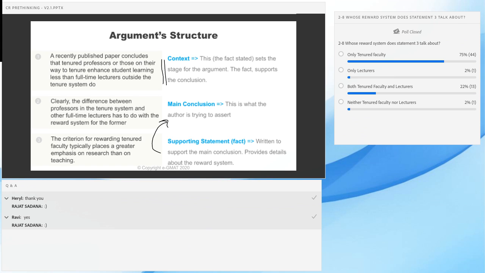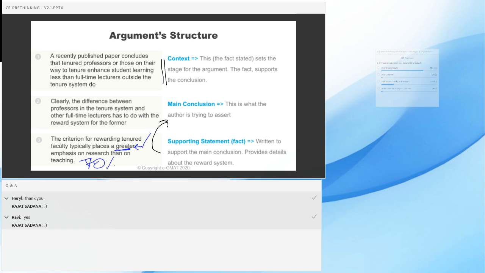And you can really see 75% of you are correct. It's just tenured faculty. But you can also see these 22% of folks are looking at both tenured faculty and lecturers. Let's read statement 3 again. The criterion for rewarding tenured faculty typically places greater emphasis on research than on teaching. So when you see the word greater, it's a comparative word over here. It's really saying it probably places 70% of the emphasis on research, and probably 30% on teaching. But we don't know anything about the reward system for full-time lecturers. We only know stuff about the reward system for tenured faculty.